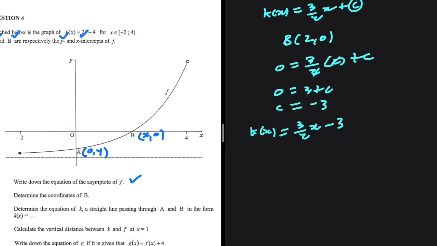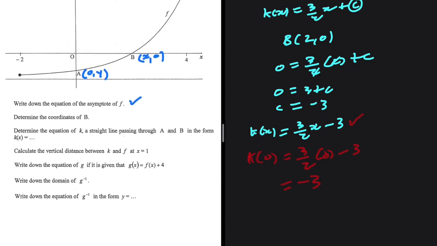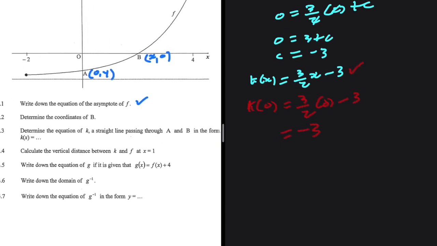Is this equation true? Is it correct? Let's find out. Let's substitute the x value of A. If we substitute 0, we're going to get 3 divided by 2 multiplied by 0 minus 3. So this is just equal to minus 3. Well, it seems like it works out. Let's go ahead and do 4.4.